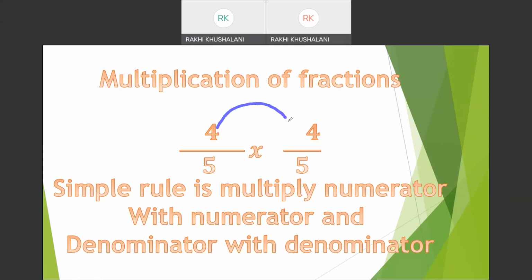4 into 4 is equal to 16. 5 into 5 is equal to 25. There is absolutely no common factor between the two, and therefore there could be no cutoff, no cancellation, and my least form of the denominator and the numerator are 16 and 25. Now let's look at the next slide.